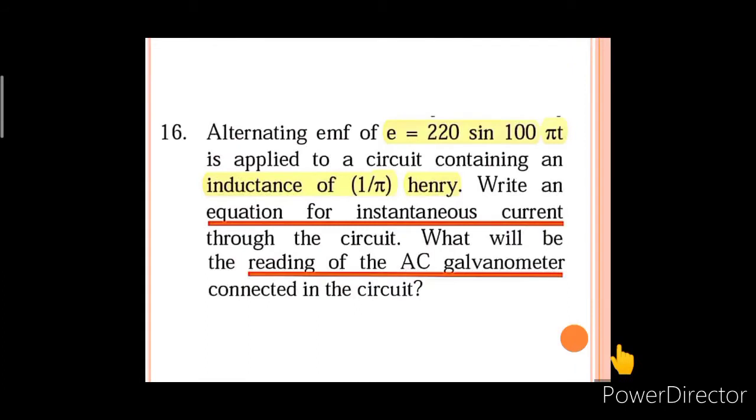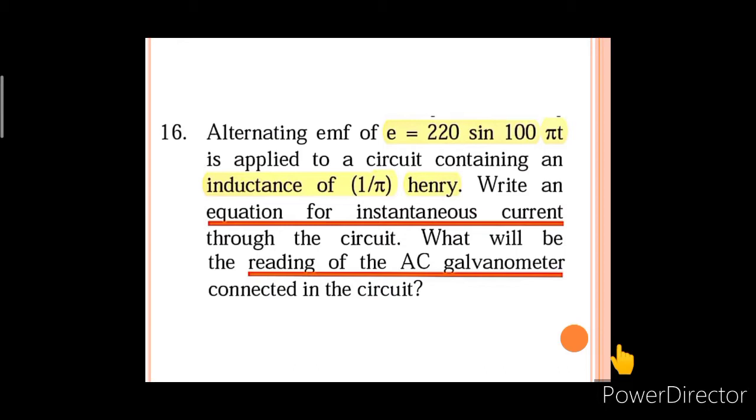The next unsolved numerical from the textbook, question number 16: an alternating EMF of E is equal to 220 sin 100 pi t is applied to a circuit containing an inductance of 1 upon pi Henry. Write an equation for instantaneous current through the circuit. What will be the reading of the AC galvanometer connected in the circuit?